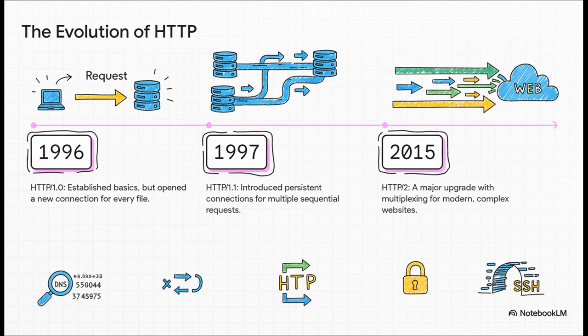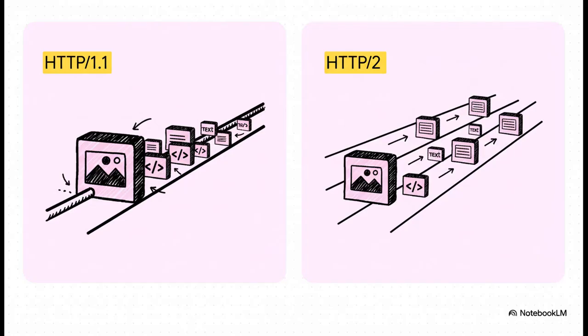HTTP/1.1 came along and made things better with persistent connections, but you could still only download one thing at a time. The real game changer was HTTP/2 in 2015. It was a total redesign, built from the ground up for the kind of speed and complexity we expect from modern websites. And this right here is the single biggest upgrade.